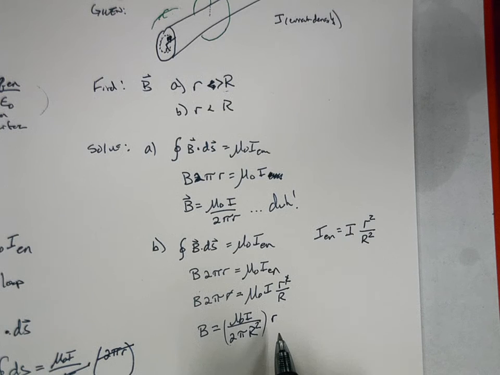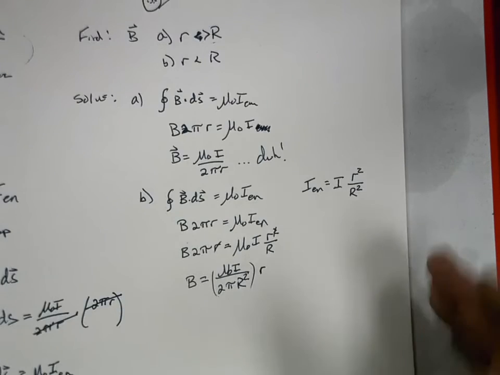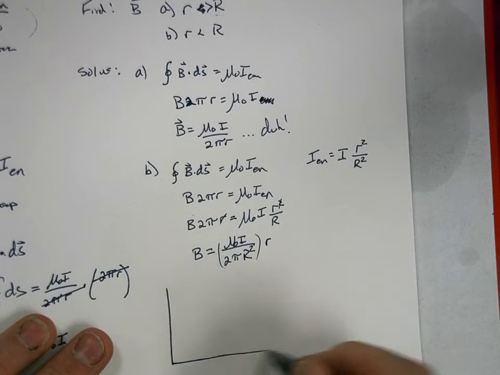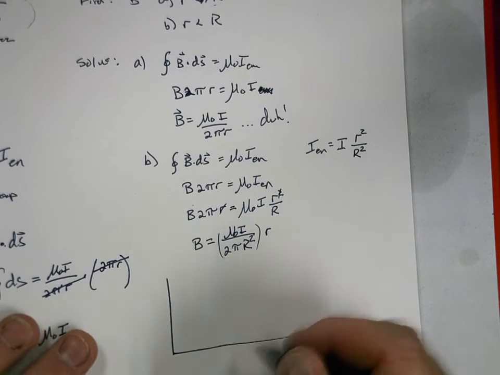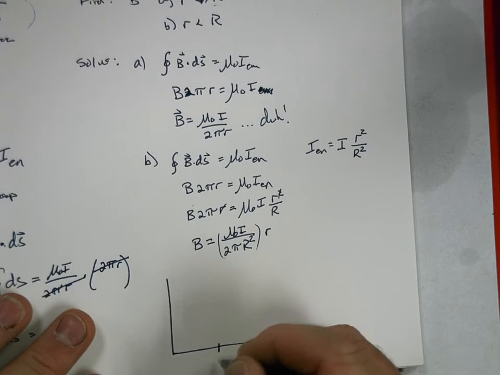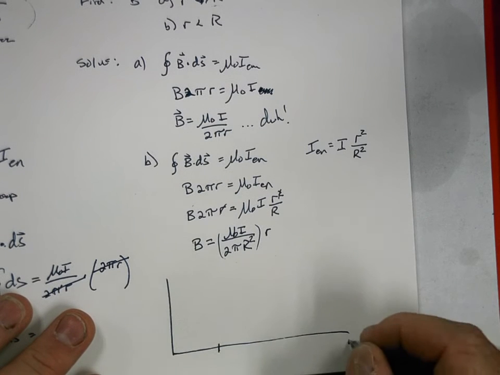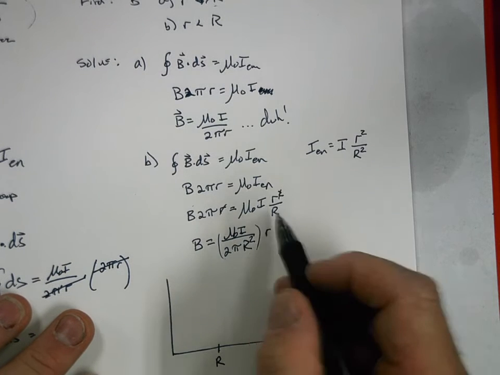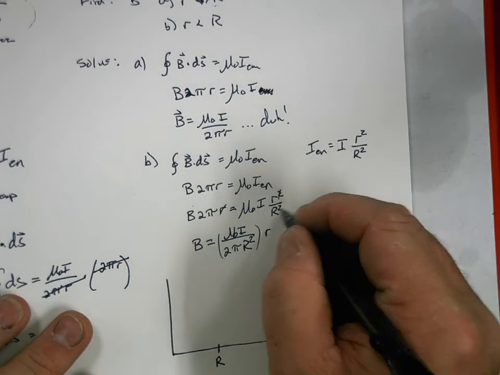Okay, so we're going to graph this. Is it R squared in the bottom, or is it just R? This is R squared on the bottom. Oh, I'm sorry, I didn't bring it over from here.